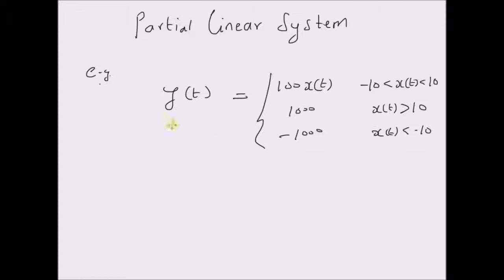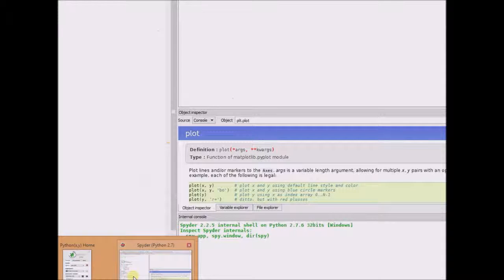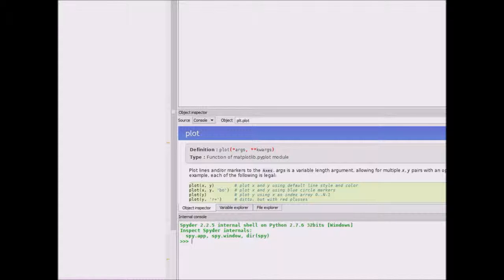So let us look at an example: y of t is equal to 100 times x of t for the values of input between -10 and +10, and the output is equal to 1000 for x of t greater than 10 and -1000 for x of t less than -10. So let us look at the Python code and the plot corresponding to this system.